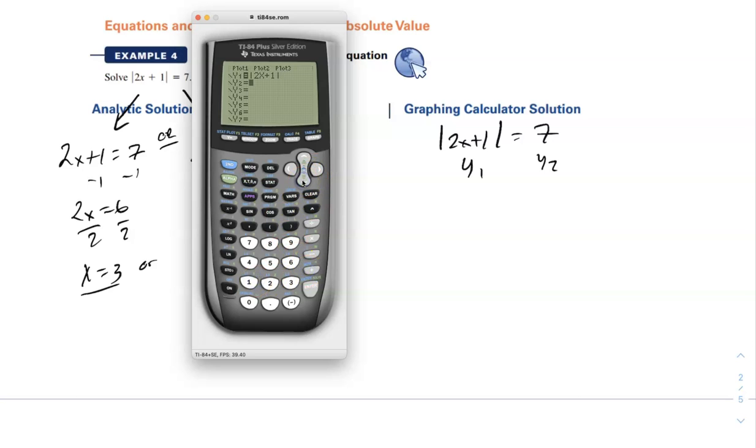And then down here, I'm going to put 7. Now, I want to go to my standard window so I can see it. Standard window should be fine because I want to only go to 7. So I'm going to hit zoom 6 and make sure I'm in standard window. There's my absolute value. And then there's the intersection.